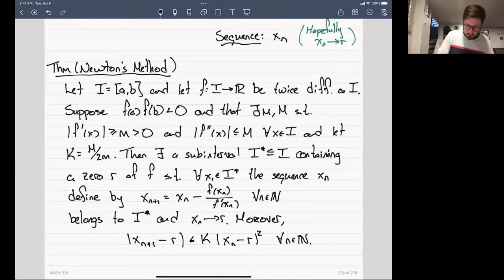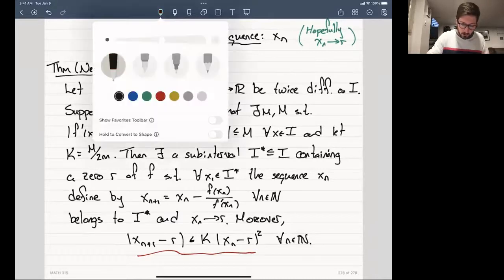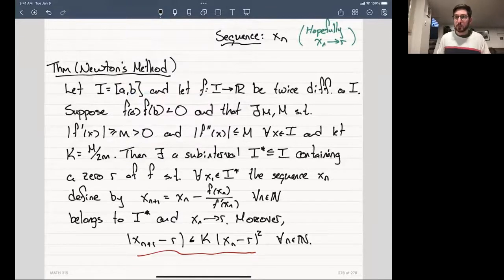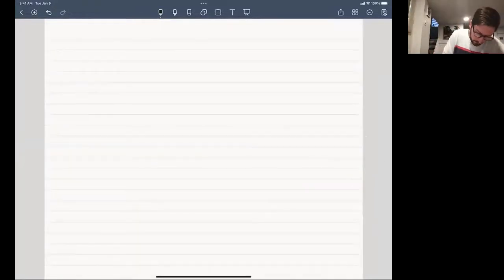And the last piece of this at the bottom tells you that you actually have quadratic convergence. So, whatever the distance of your previous step, xn, is to your root, say it's 0.1 or something like that, then the distance of xn plus 1 is going to be the square of that, right? So if you take a small number and square it, it gets even smaller. So this is a quadratic convergence result. It's very, very, very quick. We'll come back to that in a moment, but let's go ahead and look at the proof here.